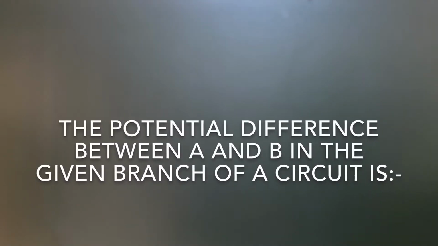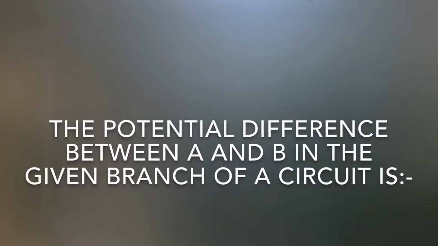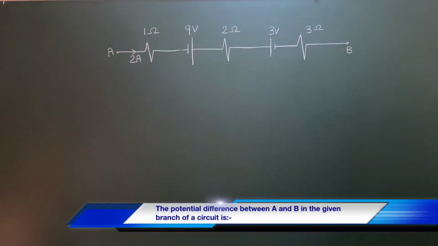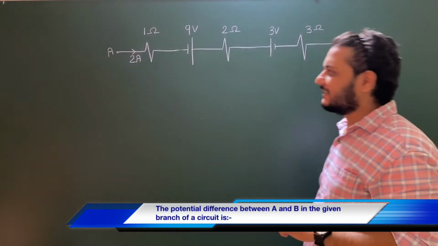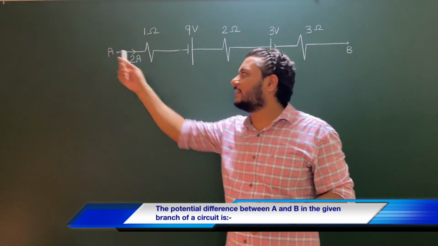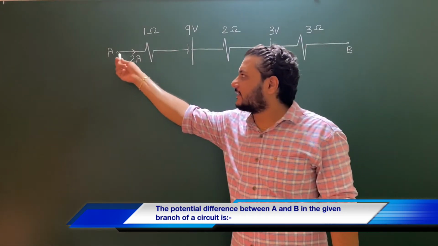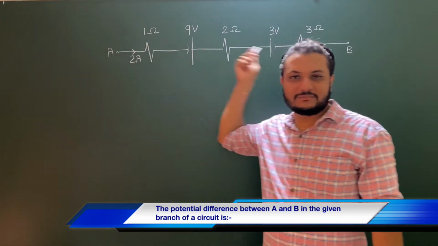The potential difference between A and B in the given branch of a circuit is... The branch of an electrical circuit is given to us and we need to find the potential difference between point A and point B. It is given to us that a current of 2 ampere is flowing through that branch.